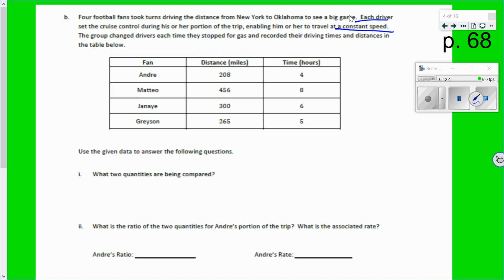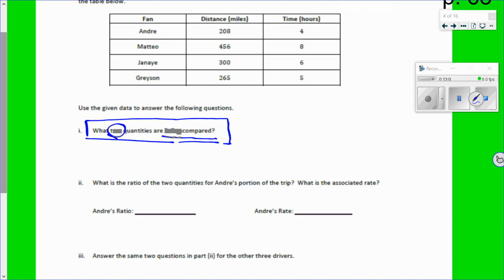First, it says, what 2 quantities are being compared? What's being compared? Oh, distance and time. Good. Distance and time. Very good. Distance and time are being compared. And what are they measured in?